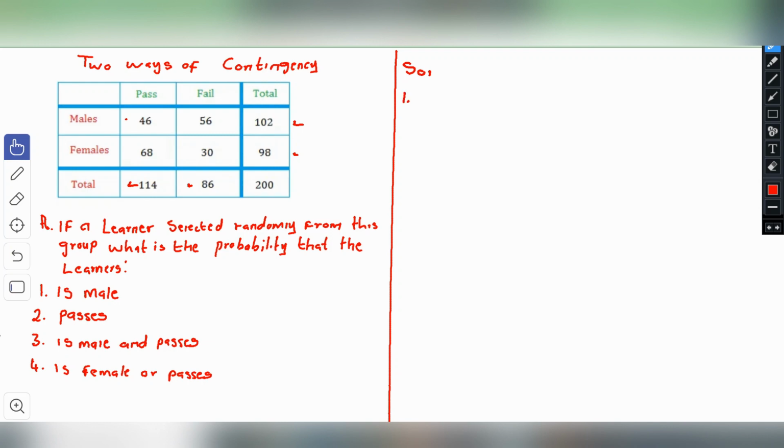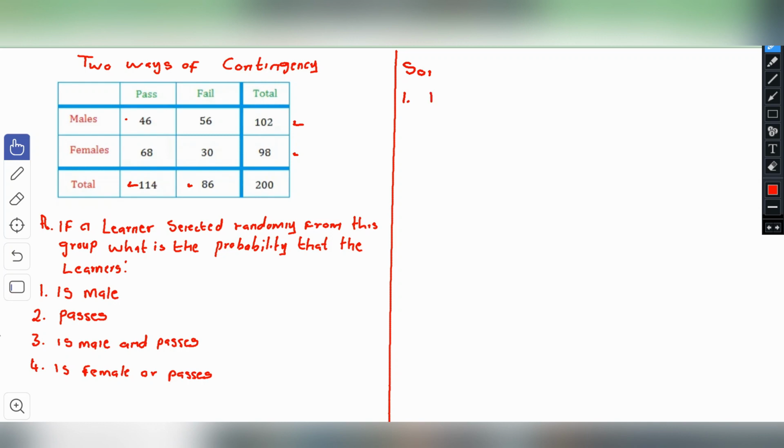The first question says, if a learner is selected randomly from this group, what is the probability that the learner is male, right? So now we're going to check the probability of the learners being male. Remember that we need the total number of males. So what is the total number of males? The total number of males is 102, right?